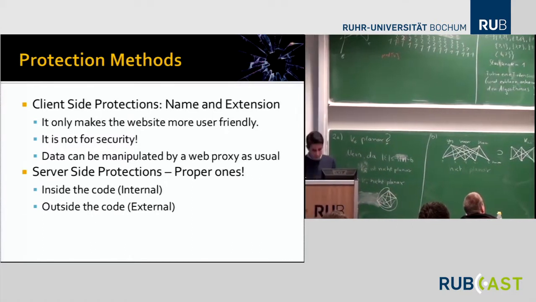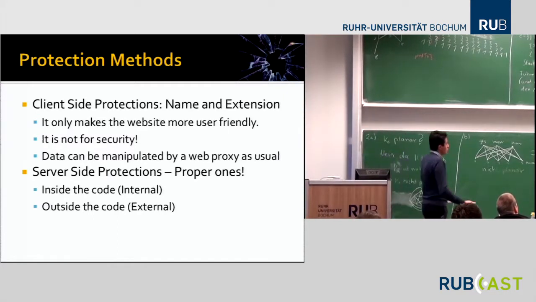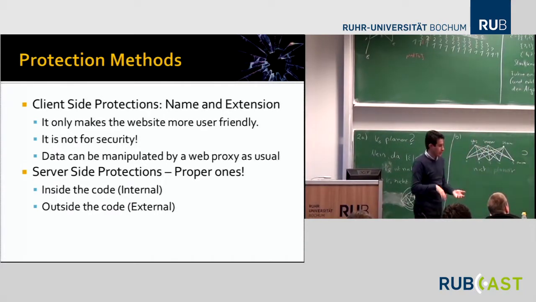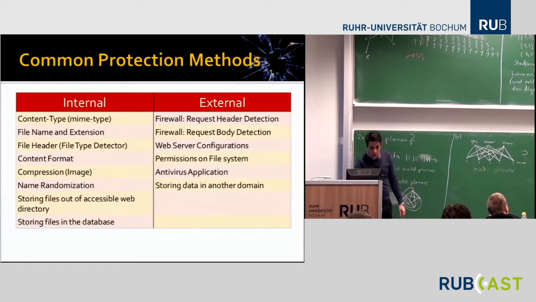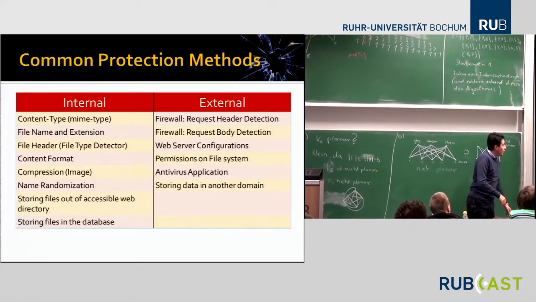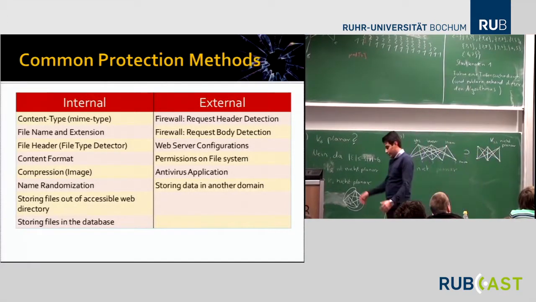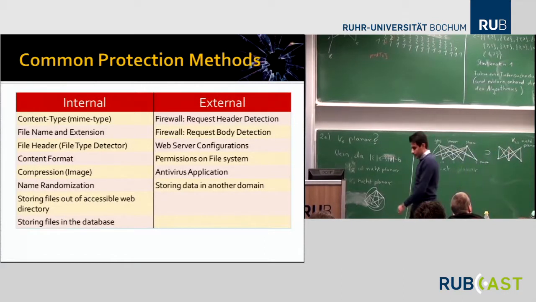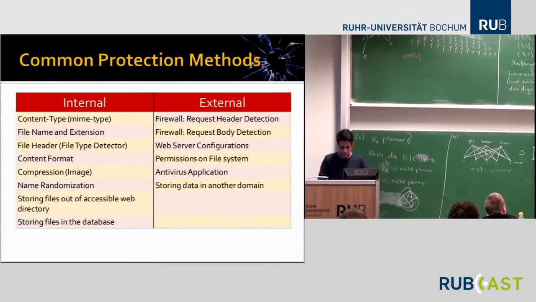That's it. And server-side protections. Proper protections, I should say. We have two server-side protections: inside the code and outside the code, internal and external. Externals are, for example, firewalls, web server configurations, permissions on the file system, antivirus applications, or for example when you store them somewhere else, in the cloud maybe. Internal protections are what developers design when they want to make their file uploaders very secure. I will talk about all of them one by one.